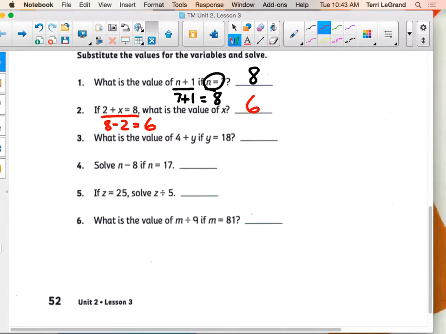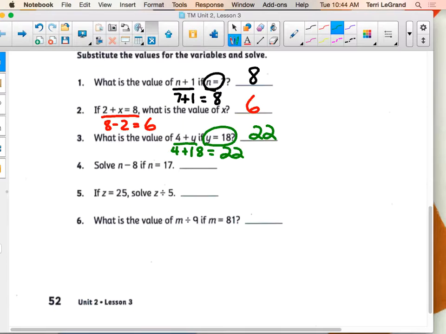What is the value of 4 plus y if y equals 18? In other words, now there's no equation there. You're not trying to find the missing piece. You're being told to use y is equal to 18. So you're going to substitute in, and what do we get? Carly? 22. 4 plus 18 is 22. So the expression 4 plus y is equal to 22 when they tell us that y should be 18.